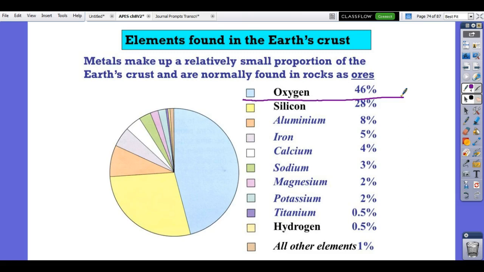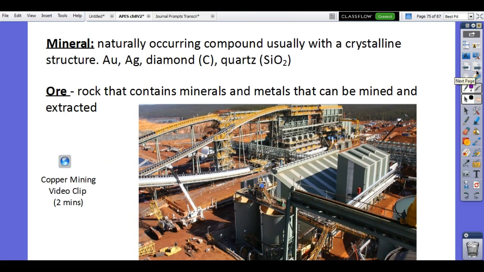Now, if we look at metals, you don't see gold on this list, or diamonds. Carbon isn't even on this list. So if we're mining for metals, they make up a tiny, tiny percentage of the Earth's crust. And that's why it takes so much energy to get them out of the Earth and to find them.